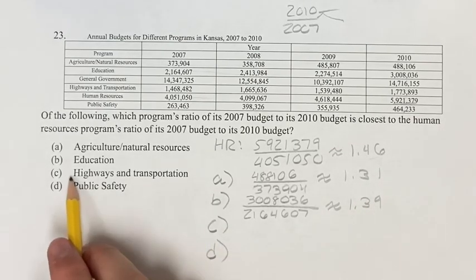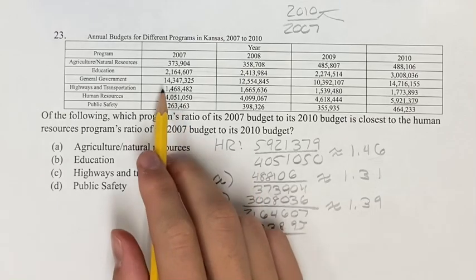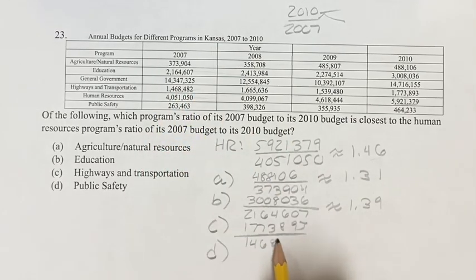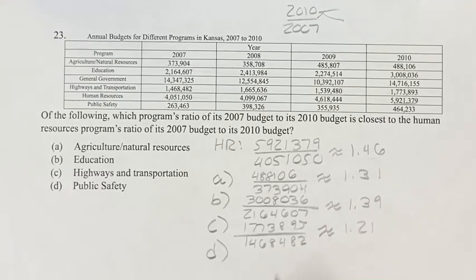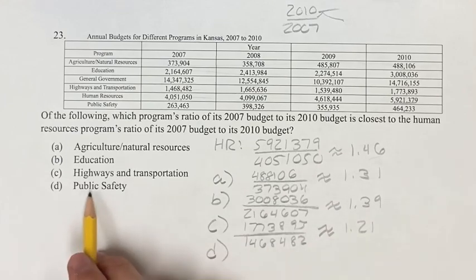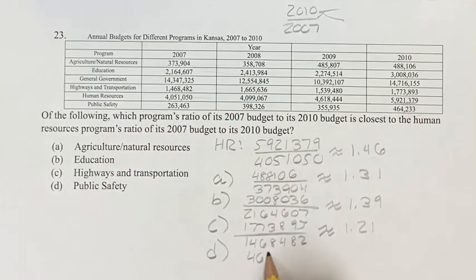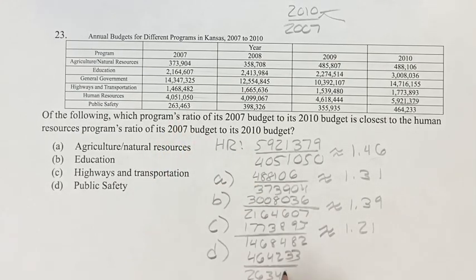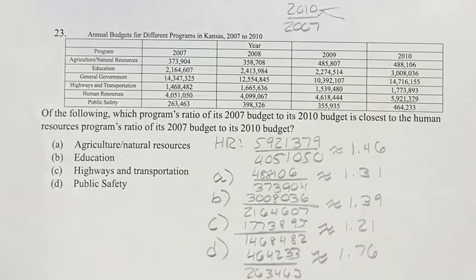For C, highways and transportation, down to this row. 2010 is 1773893. Divided by 2007 for highways and transportation is 1468482. And this is roughly 1.21. Finally, public safety, bottom row right here, we have 464233 over 263463, and this is going to come out to roughly 1.76.